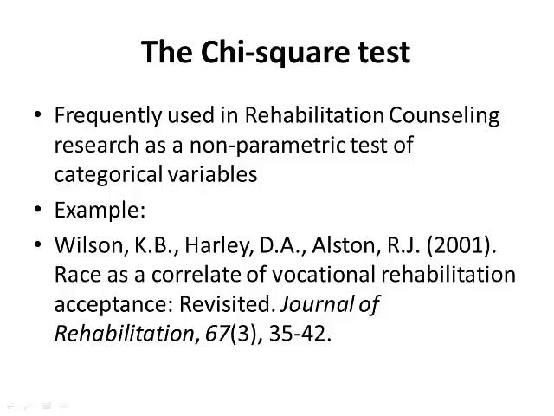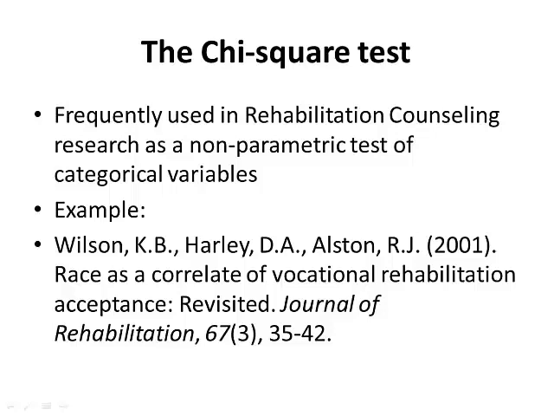But this is, as I said, probably the most frequently used non-parametric test of differences used in rehabilitation counseling research. It's useful when you have categorical variables. And an example, if you want to see one in the literature, there are actually quite a few. This one was done by Keith Wilson, Deborah Harley, and Reggie Alston in 2001, and they looked at race as a correlate of vocational rehabilitation acceptance rates. So acceptance in voc rehab.